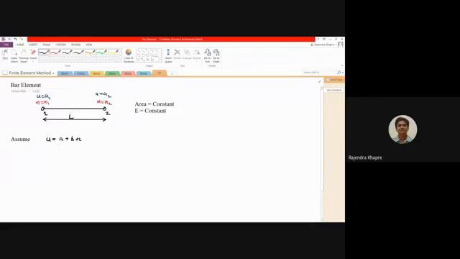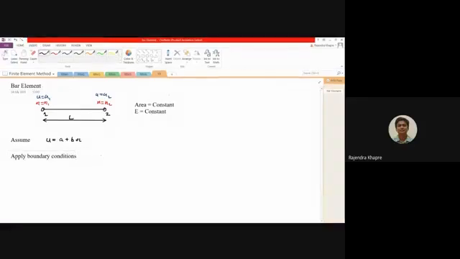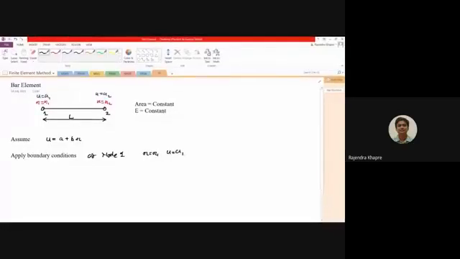Okay, so now let us apply the boundary condition. Let me write down over here, apply boundary conditions. So the very first boundary condition which is known to me is at node 1. At node 1, x will be called as x1, and u will be called as u1. So this is already known to me, right?